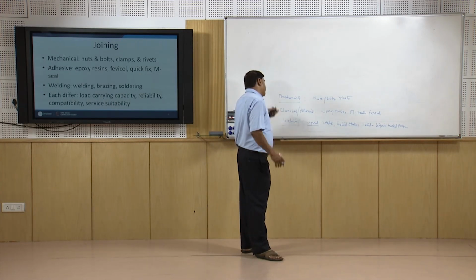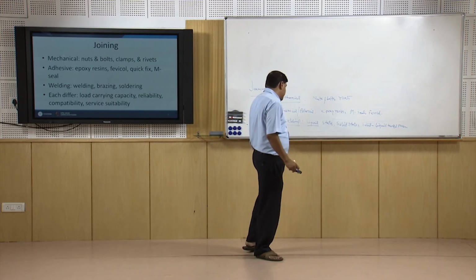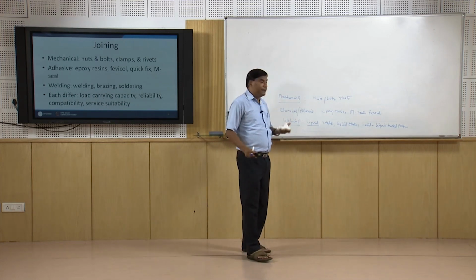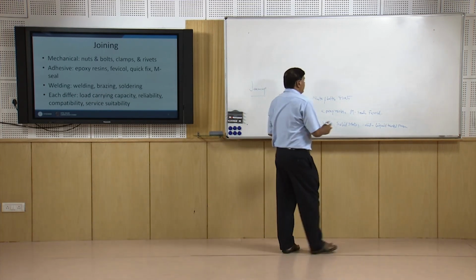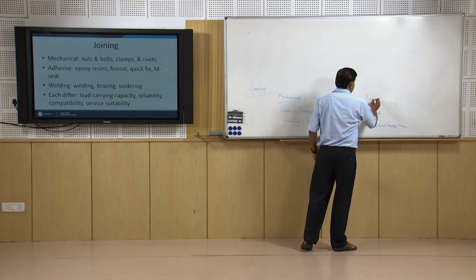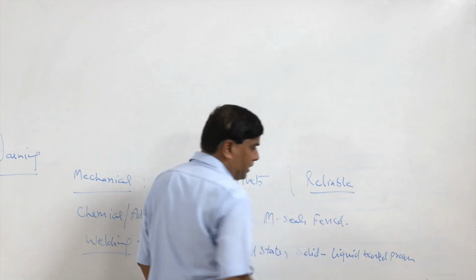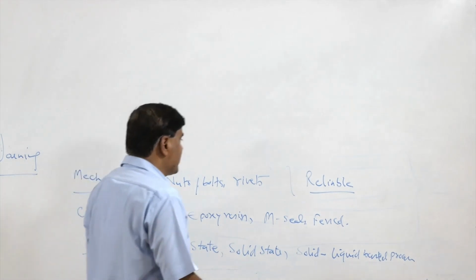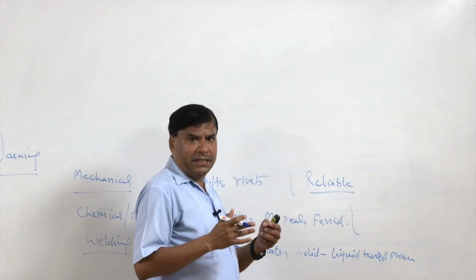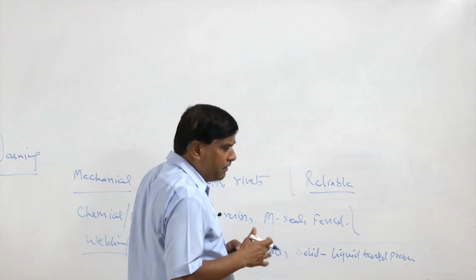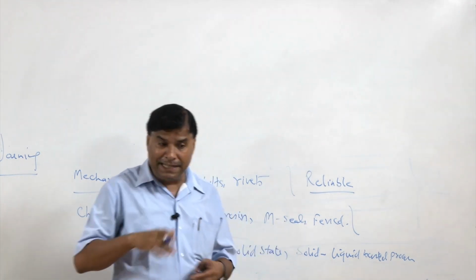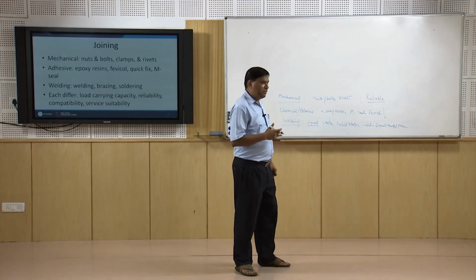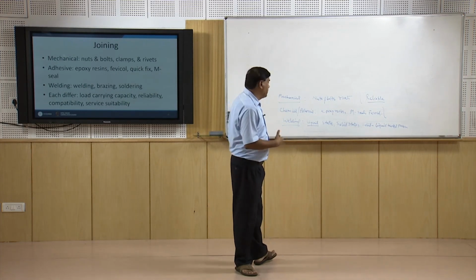Since the approach used in each of the processes is different, they differ significantly in terms of performance. For example, mechanical joints are considered to be very reliable and have very good load carrying capacity, while adhesive joints are good just to make connections. They do not have very high load carrying capacity and they are very sensitive to environmental conditions, because they degrade at high temperature or as soon as they come across chemicals.